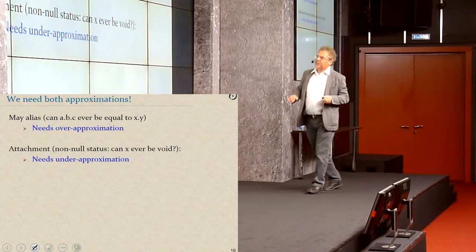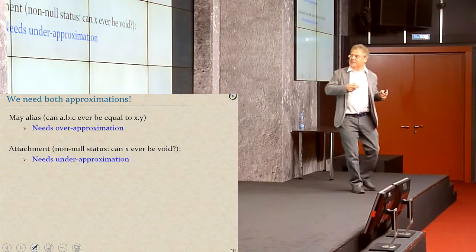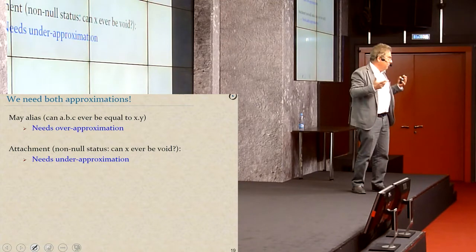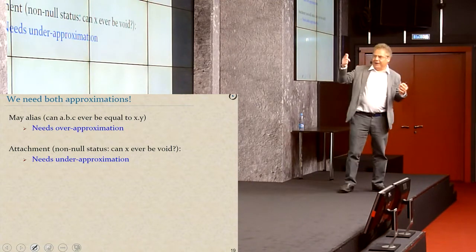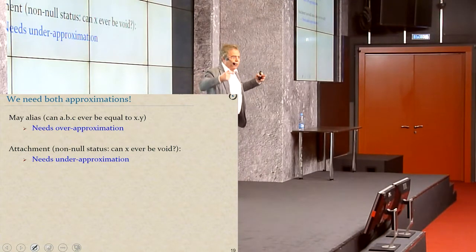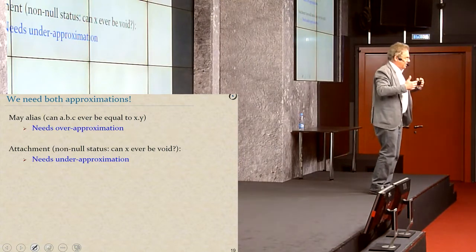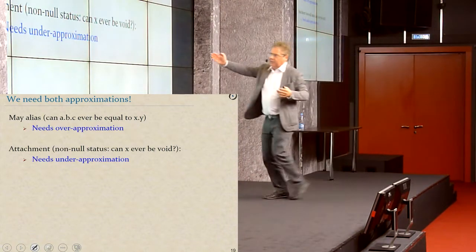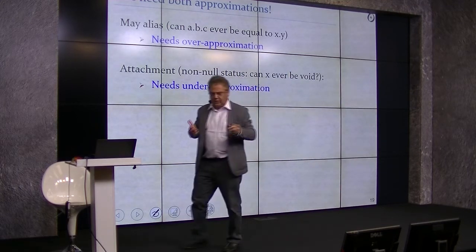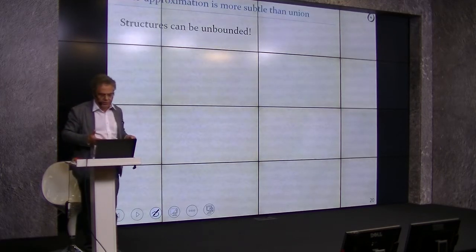So, for some properties, like may alias, is it ever possible that a.b.c will point to the same object as x.y? Well, you need the over-approximation. For a variant of aliasing which is must alias, is a.b.c always going to be equal to x.y? You need the under-approximation. For attachment, is it always the case that x is not void? You need the under-approximation, and so on. So that's the strength of the approach, that we're going to compute both.